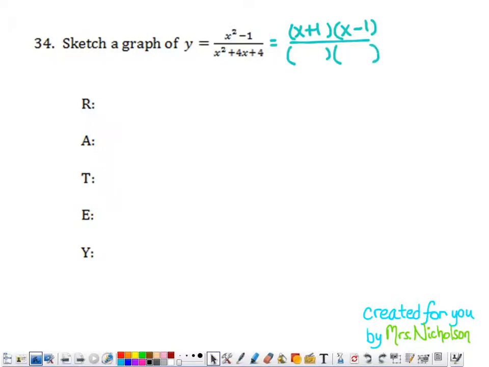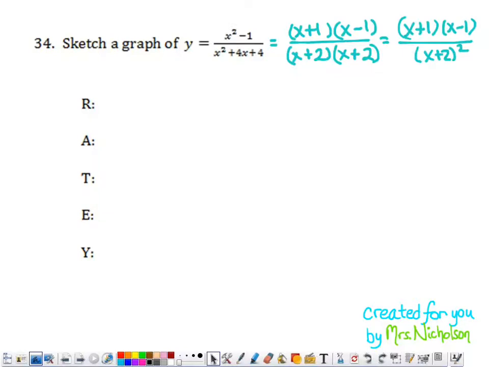And then in the denominator, let's see, to get x squared, x and x, to get 4, 2 and 2, and they would both be positive. So that'll give me 4 as the last term, but it also gives me 4x in the middle. Now notice that there in the denominator, we have x plus 2 twice, and so we could write that as x plus 2 squared, which will be helpful when we get to the t part of radii.